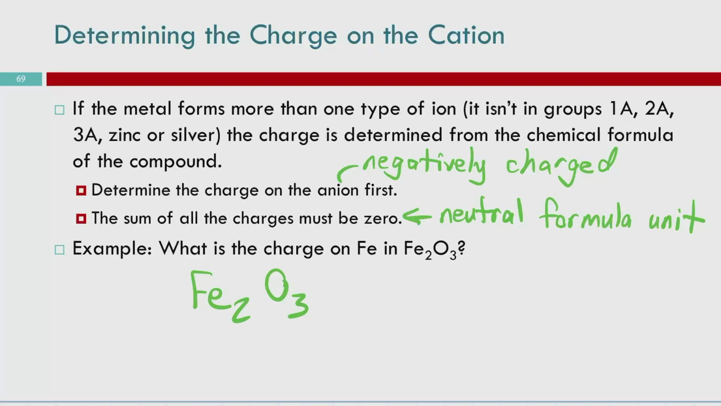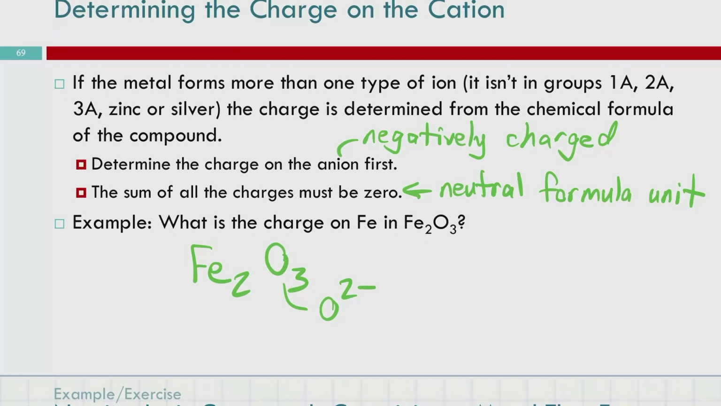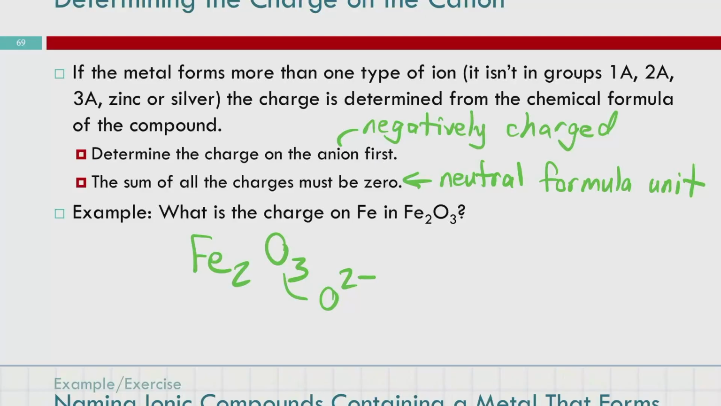Oxygen always has the same charge. We look at our periodic table. It's in the group 16 or 6A column. That means if it was an ion, it would still have 8 protons, but it would have 10 electrons. So it would have an overall 2 negative charge because there's an excess of 2 electrons. So this would be O2 minus if it were an ion. And we have 3 of them. So 3 times 2 minus, that's going to be an overall 6 minus charge.